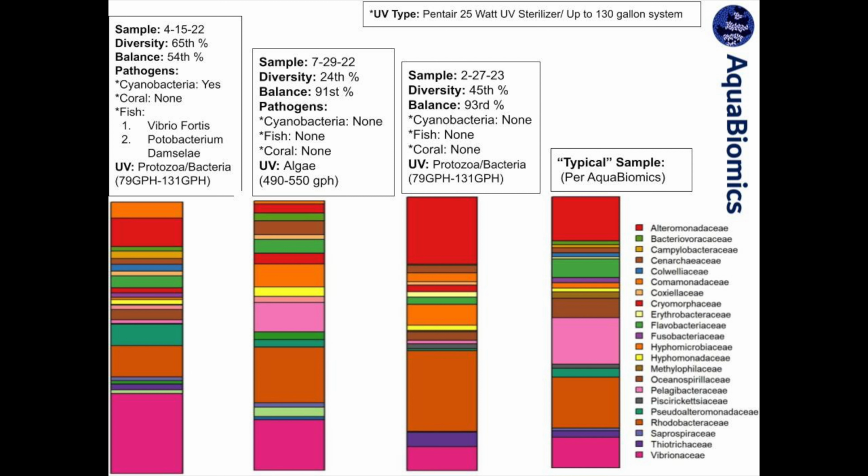a typical reef tank. The only pathogen that was found in it was cyanobacteria, a symbiotic group that's not associated with blooms in the aquarium, no coral disease, and 2 fish pathogens, Vibrio fortis and Photobacterium damselae, 2 of the most common in the hobby according to Aquabiomics. It's worth mentioning here that I allowed the tank to cycle for 6 months before turning on the lights.